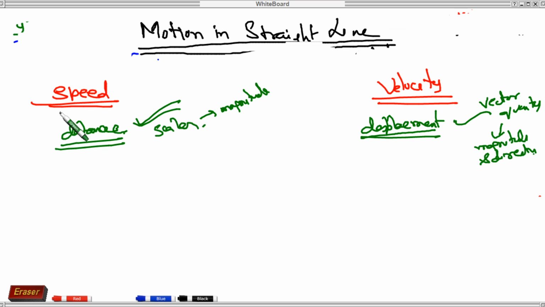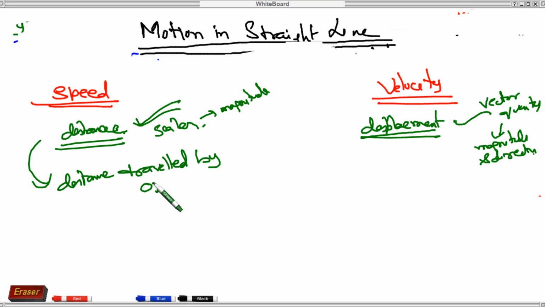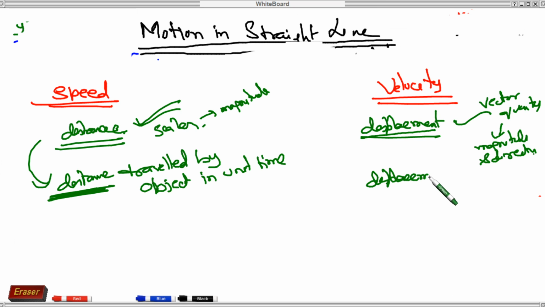So speed is the distance traveled by an object in unit time. You can say that we are using distance here. And velocity will be the displacement covered by an object per unit time.